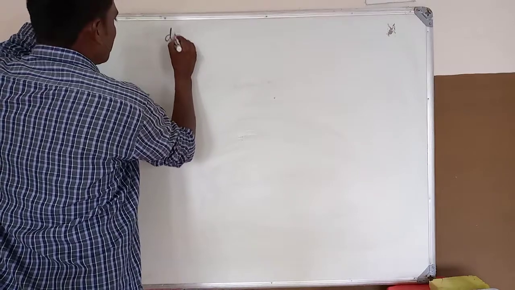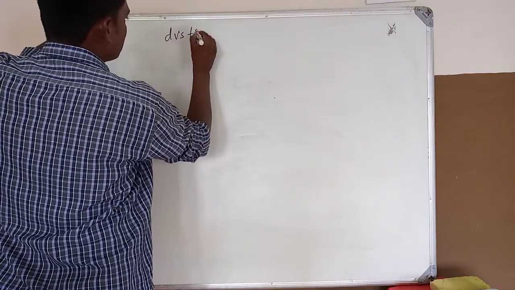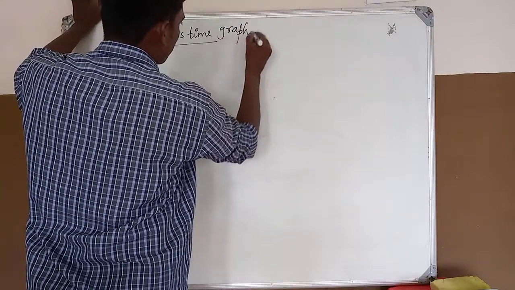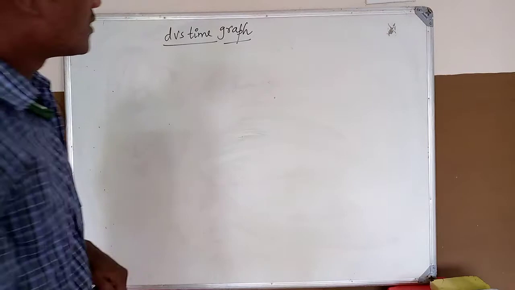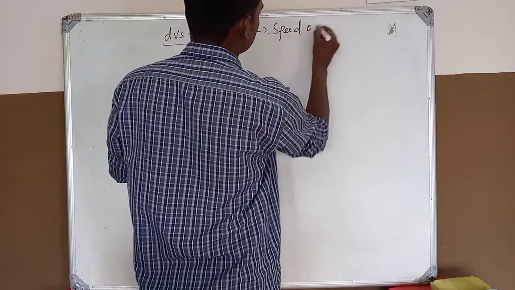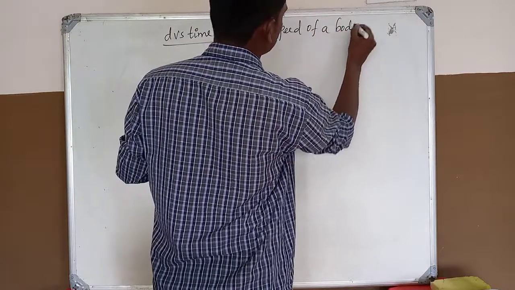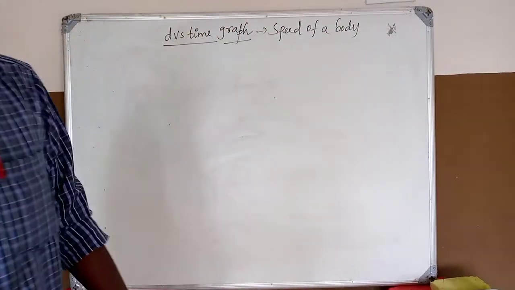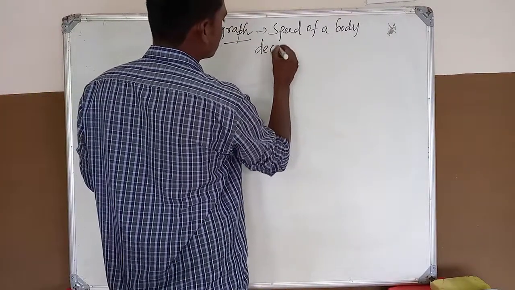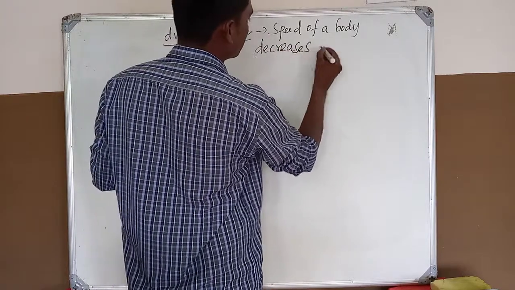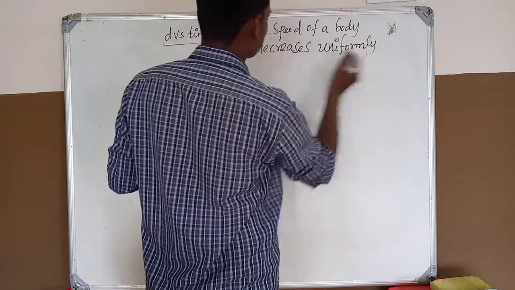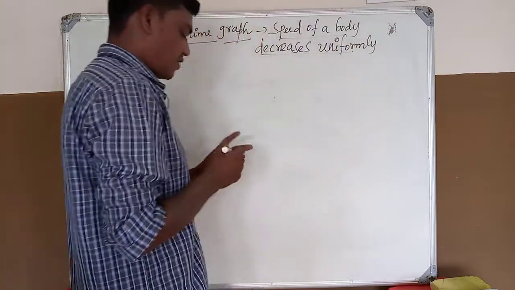Simply, the distance versus time graph when the speed of a body decreases uniformly. This is the one.